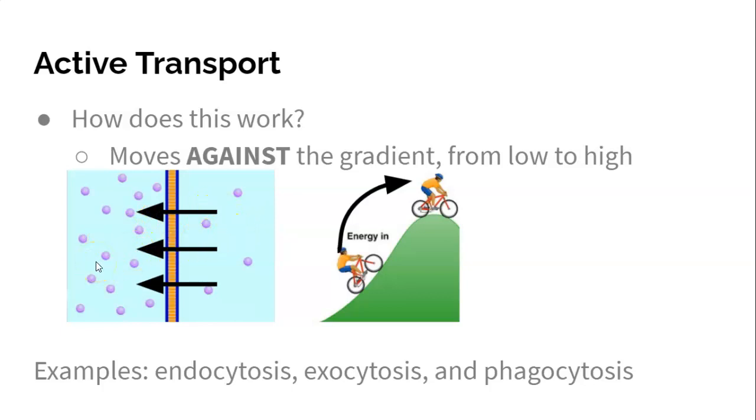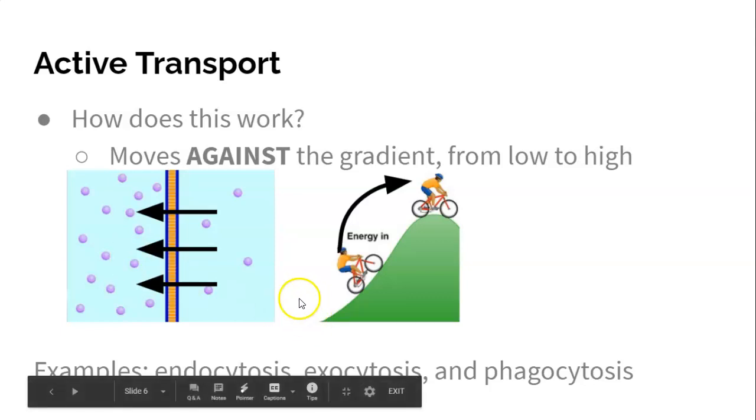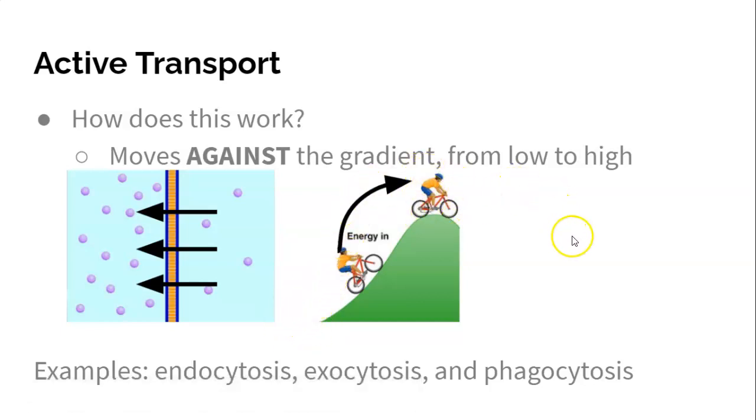Similar to, again, when you're riding a bike, this time you're starting at the bottom of the hill. And now you have to put in a lot of energy to get up to the top of the hill. So again, you're starting from a low concentration and you're going up to the high concentration against the gradient, where you need to input energy to be able to achieve that goal. And some examples of this are endocytosis, exocytosis, and phagocytosis. Again, we will get more into this in the upcoming classes.